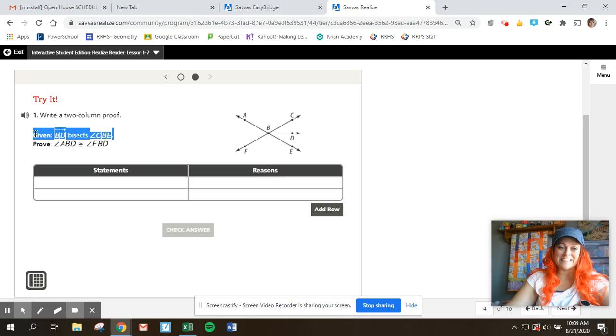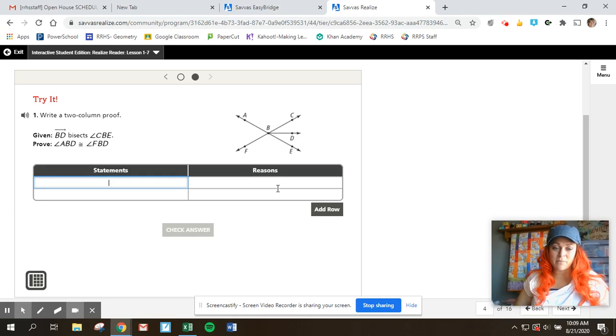Let's see. Did you say the given? I hope so. So if you put the statement here, ray BD bisects angle CBE, put that here and write the word given, you're already going to get some points and you literally just copied. So if you can copy the given and put the word given here, fabulous.